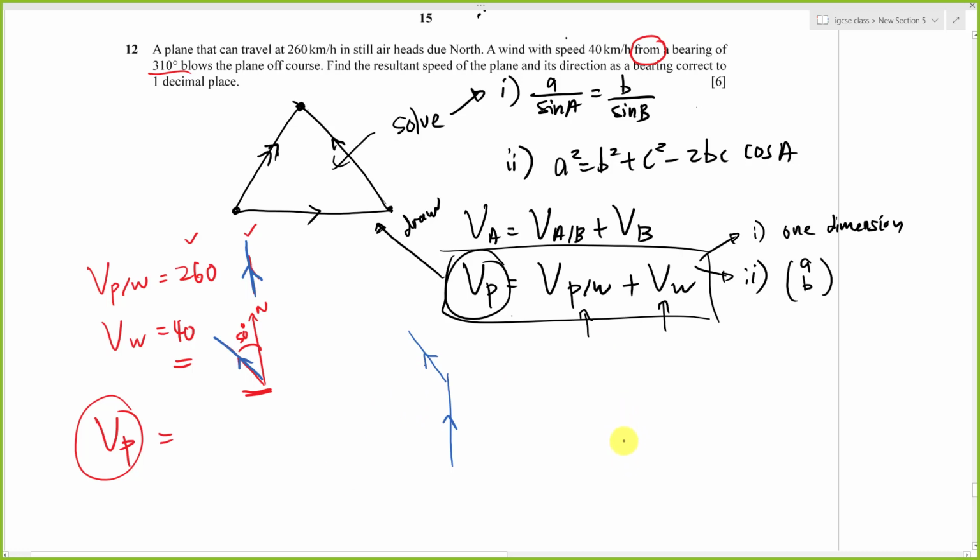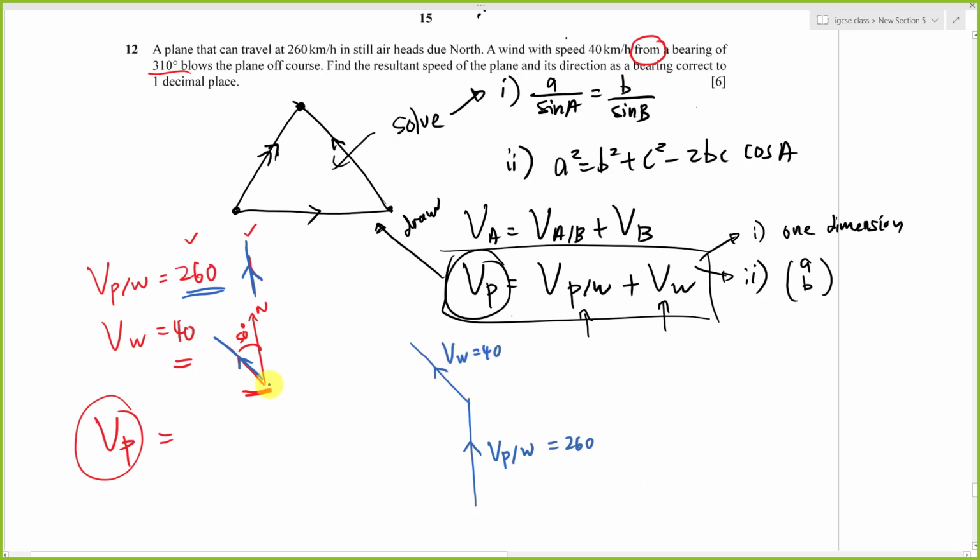Or I start my line like this first, and then I connect my plane relative to the wind, and then my resultant will look like this. This is the second method. Both methods will give you the same result, so no need to worry. Just depend on which one you like. Since I have this one first, maybe I use this. This one is velocity of plane relative to the wind, which is 260. This one will be the velocity of the wind, which is 40.